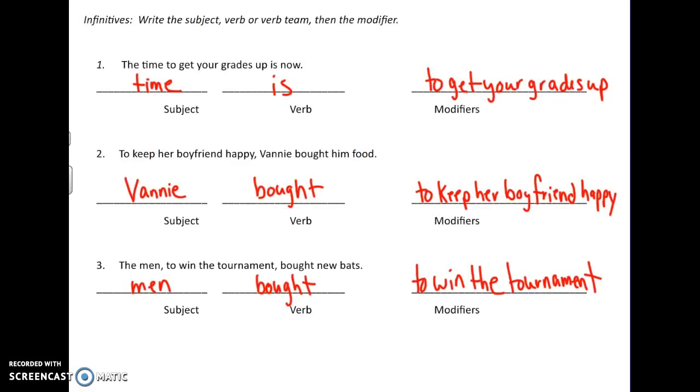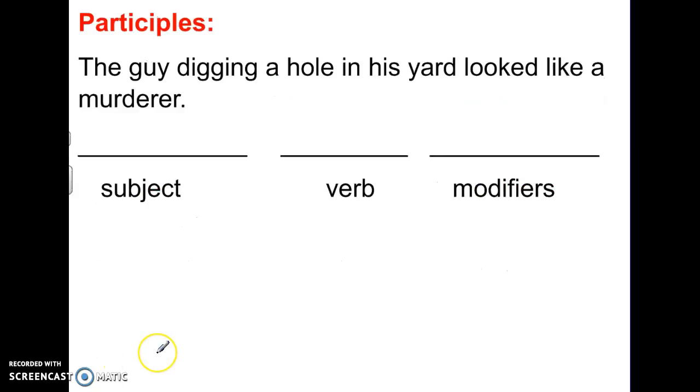Okay, so here again, just make sure you got the correct subject and the correct verb, the entire verb, and then that you've located any infinitive phrases that go with it. The next section, participles. Participles are always used as adjectives, and they always have either ing or some sort of past tense, ed form of a verb. They are verbs that are not being verbs in the sentence.